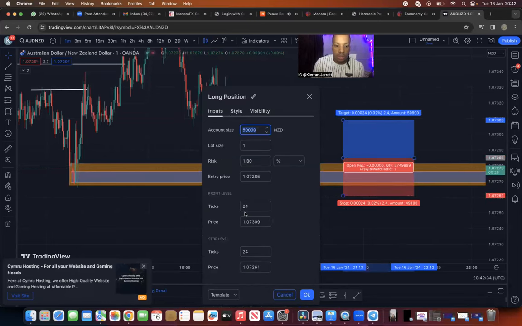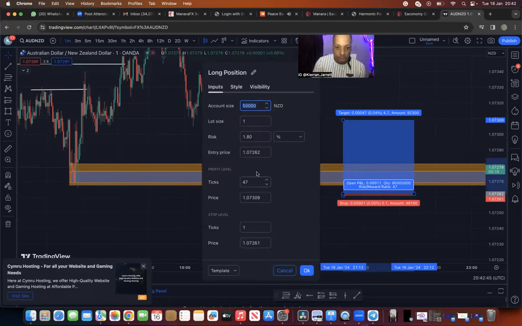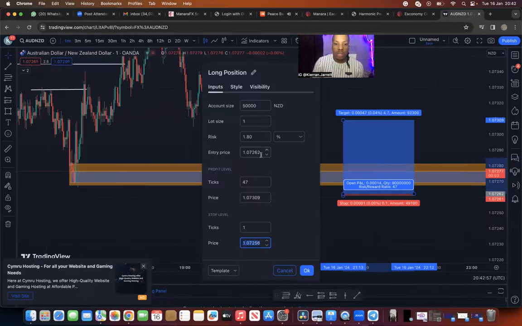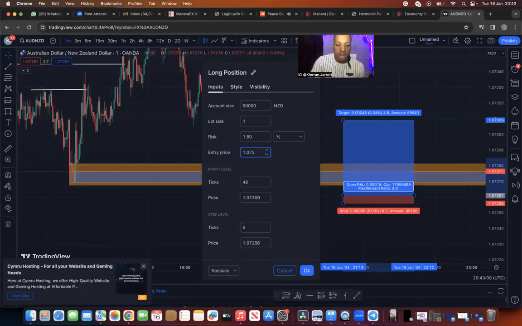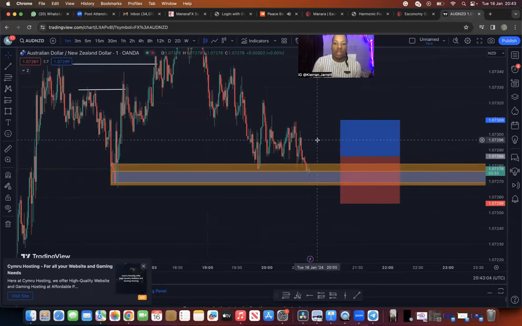Stop loss, 7256. Whoops, let me do that again. Okay, here we go. 7256 and the entry, 7286, my bad. Okay, so the entry was 7286. There you go. Okay, so this was our trade, right?